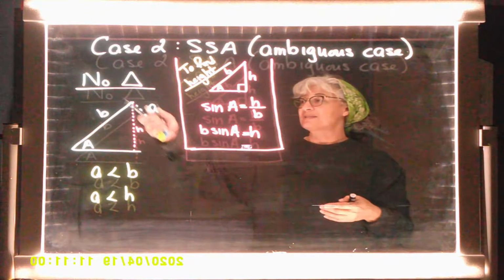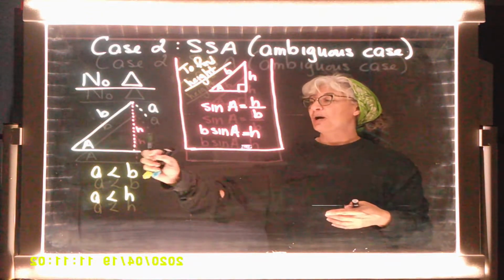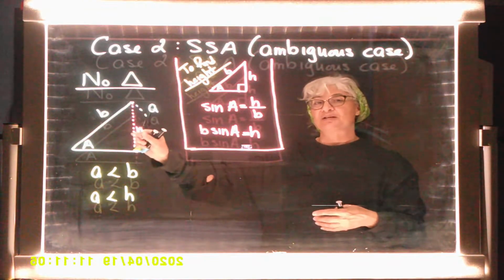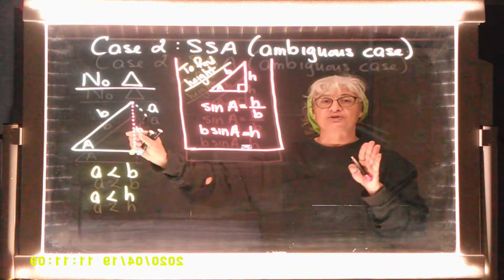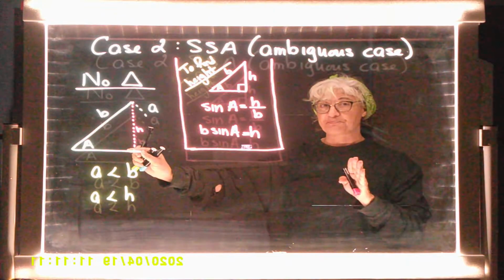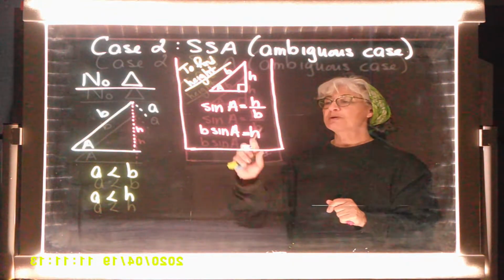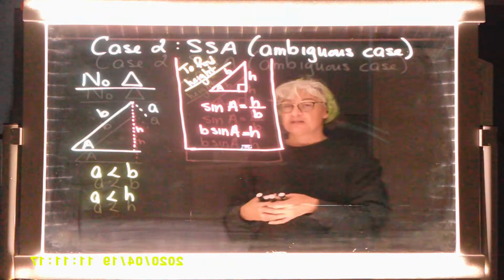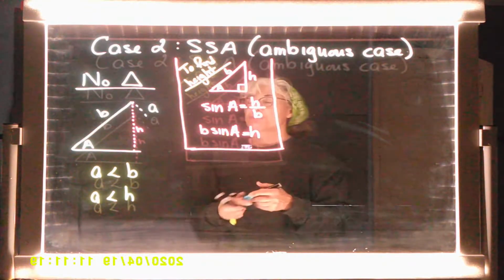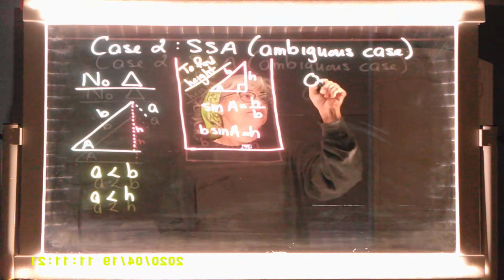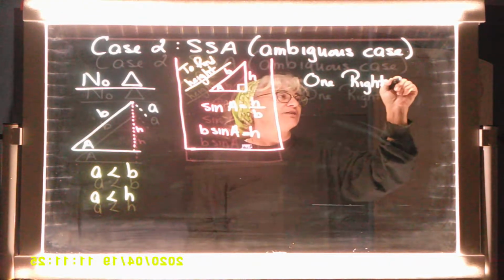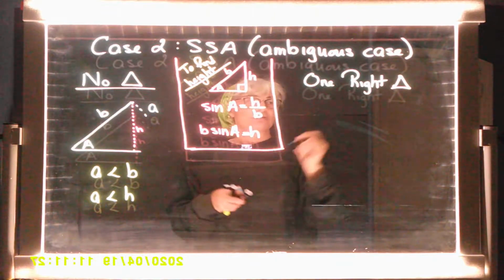My side here does not drop down to the base. So this is the case where you would not get a triangle at all, period. You with me? Okay. Remember, this is how you find the height. Now, let me look at another case where you would get one right triangle. So, let me draw.